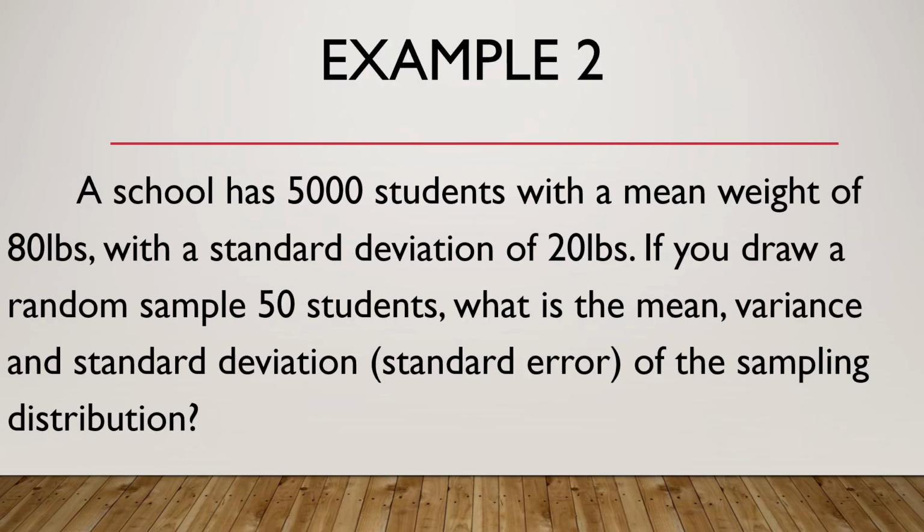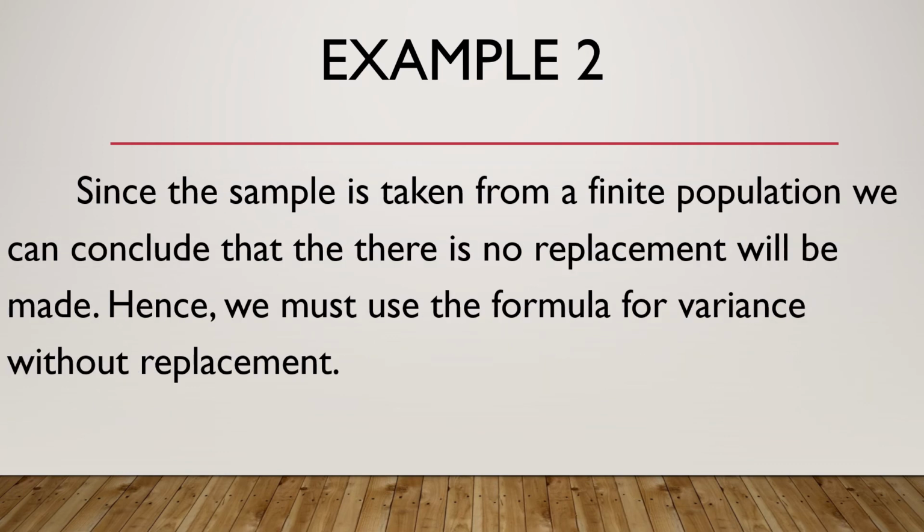For the second example, a school has 5,000 students with a mean weight of 80 pounds and a standard deviation of 20 pounds. If you draw a random sample of 50 students, what is the mean, variance, and standard deviation of the sampling distribution? Since the sample is taken from a finite population, we can conclude that no replacement will be made. Hence, we must use the formula for without replacement.